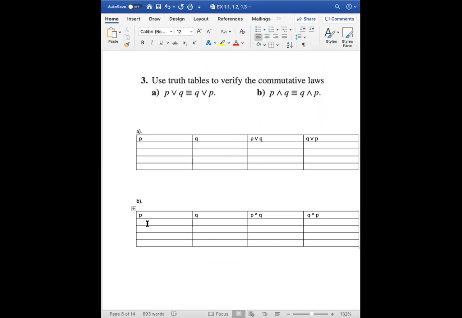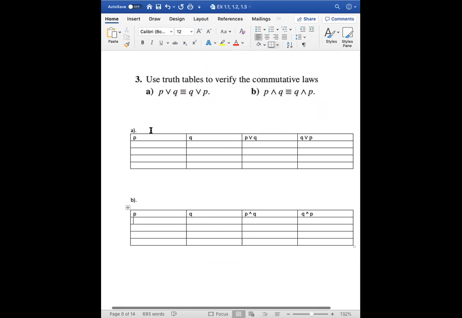Question number 3, part B. We have to use a truth table to verify the commutative law. So this here is a commutative law. It says that if we take P and Q, it is equivalent to Q and P. In other words, it just says that the ordering doesn't matter if it is just connected via the AND operator. And then same thing for P or Q. So the ordering doesn't matter. Okay, so here we will do part B.